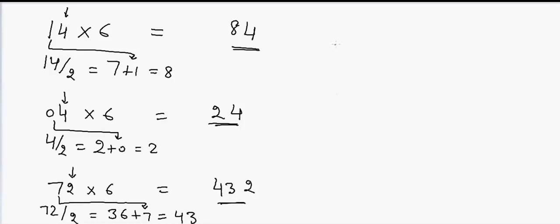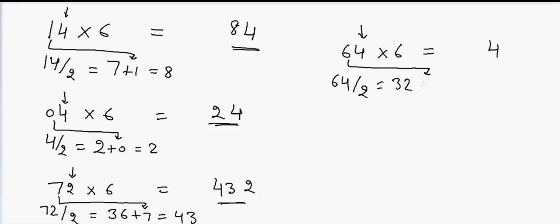Again, another example: if I have 64 and I want to multiply by 6, in that case I'll take the last digit, which is 4, and then 64 divided by 2 is equal to 32, and then I'll add 6 into it, that will give me 38. The answer is 384.